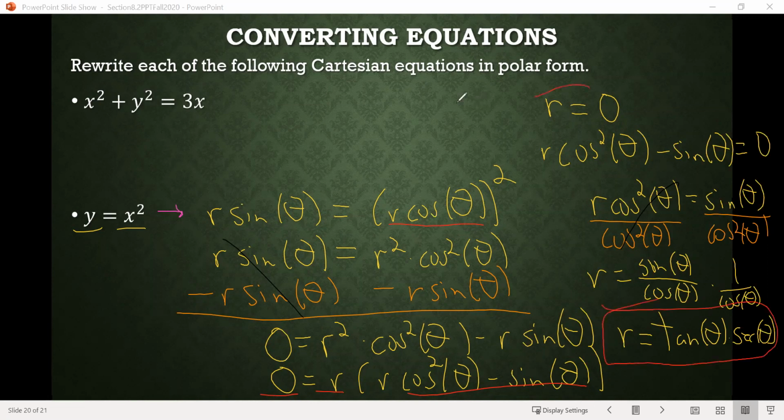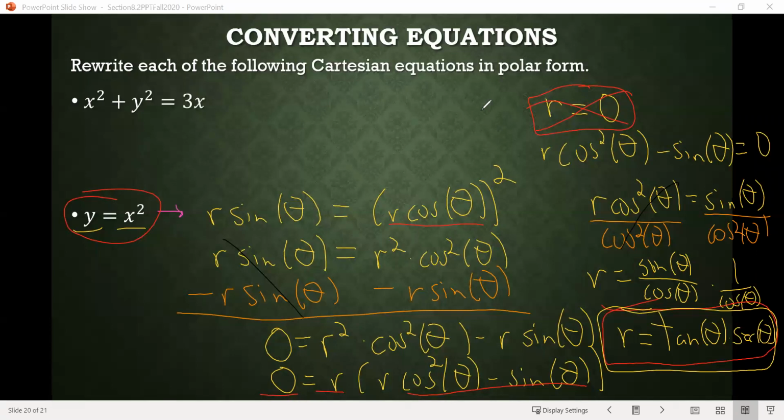And again, we have two possible answers here, r equals 0 and r equals tan theta secant theta. However, again, we actually know what the graph of this looks like, right? y equals x squared is a parabola. So that r equals 0 will not work for that because that'll just be a single point. So our answer is, again, the second one, r equals tangent theta times secant theta.